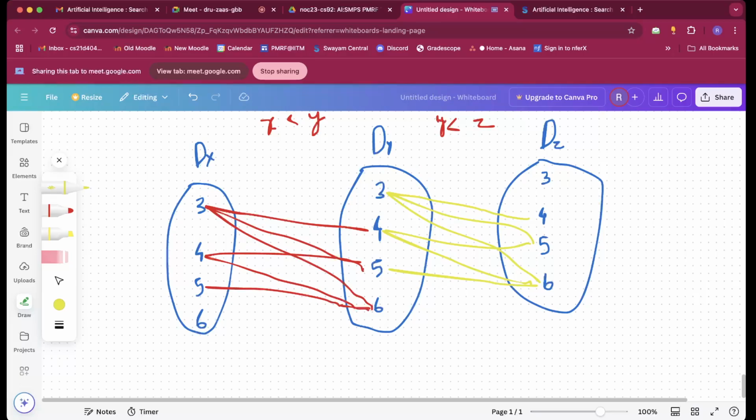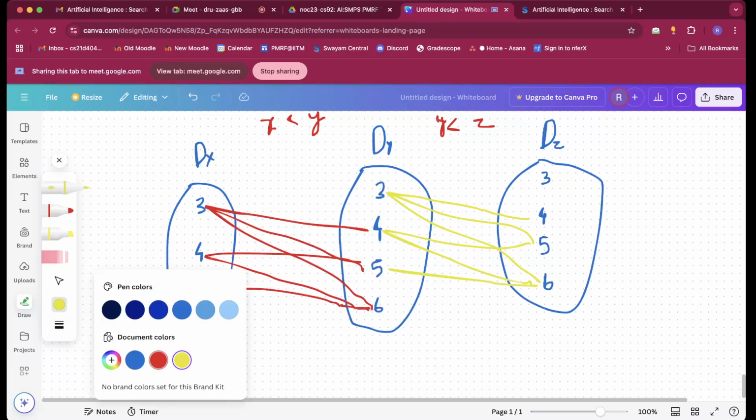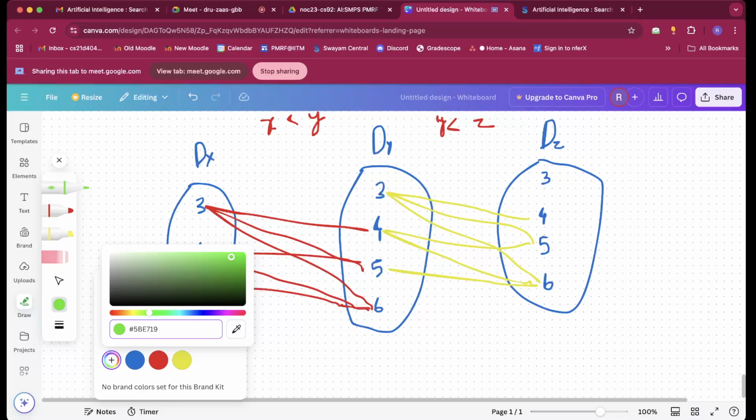As we saw here, some of these elements in dx were connected to some of the elements in dy, and some elements in dy were connected to some elements in dz. So we will remove some of the elements from each domain, but we will do it in a certain manner. Let's choose a different color for this.